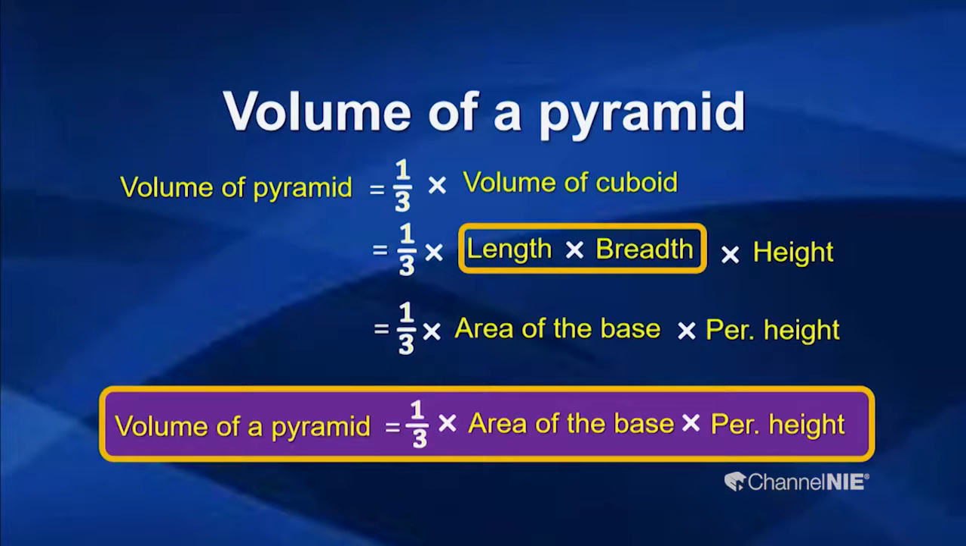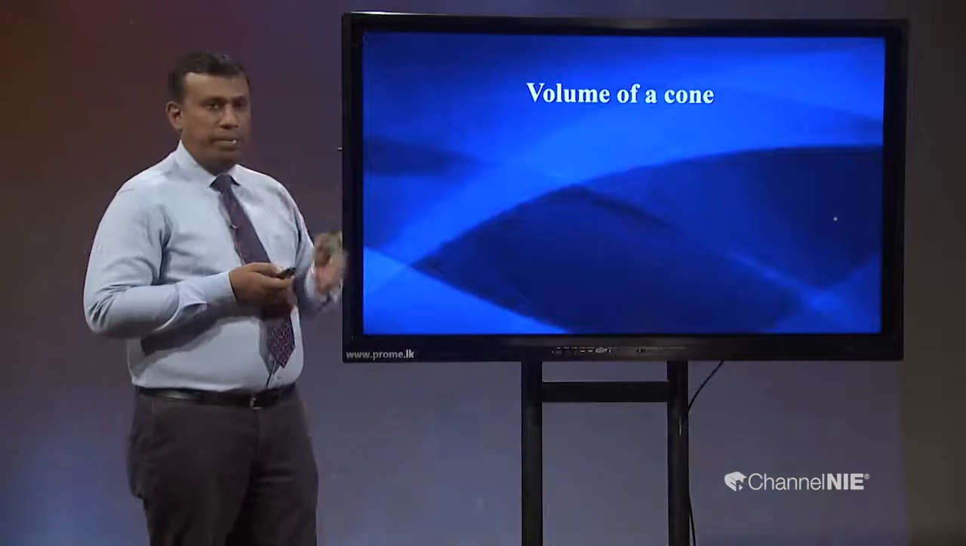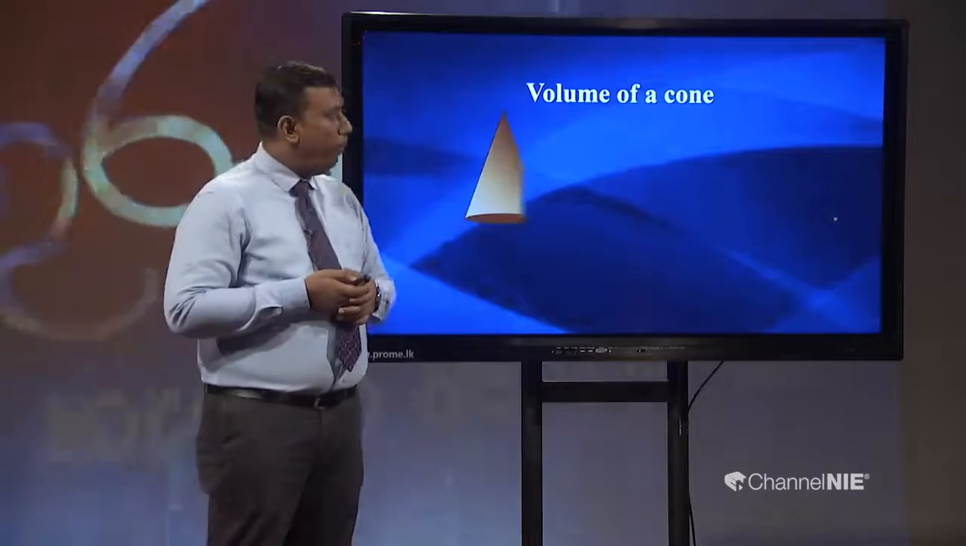So by multiplying the area of the base and the perpendicular height, you can obtain the volume of a pyramid. Then it is 1/3 times the area of the base into the perpendicular height. Okay, then the next one, a very important figure.